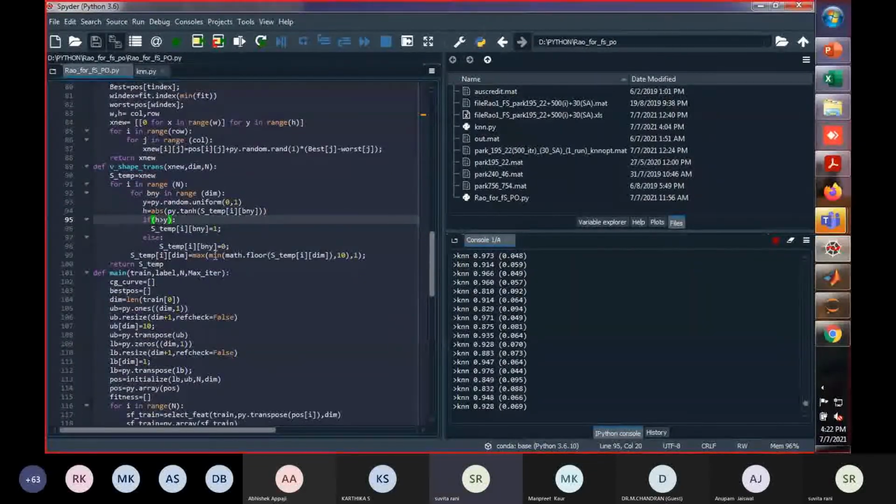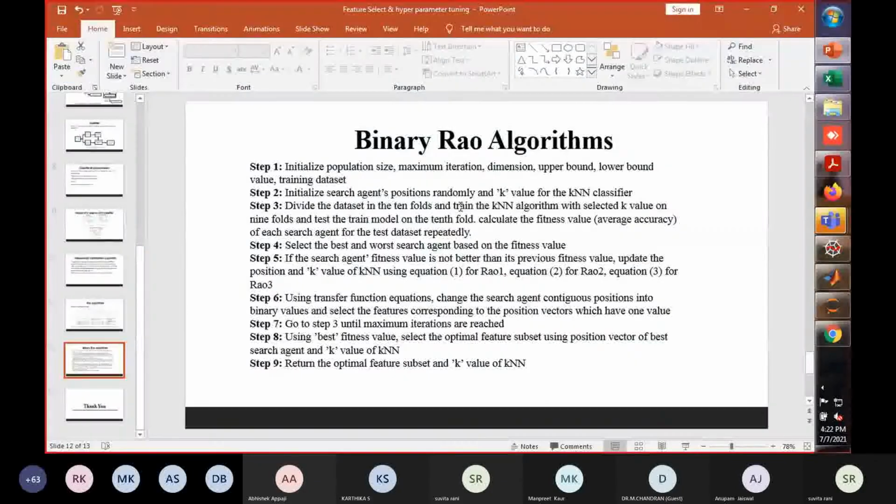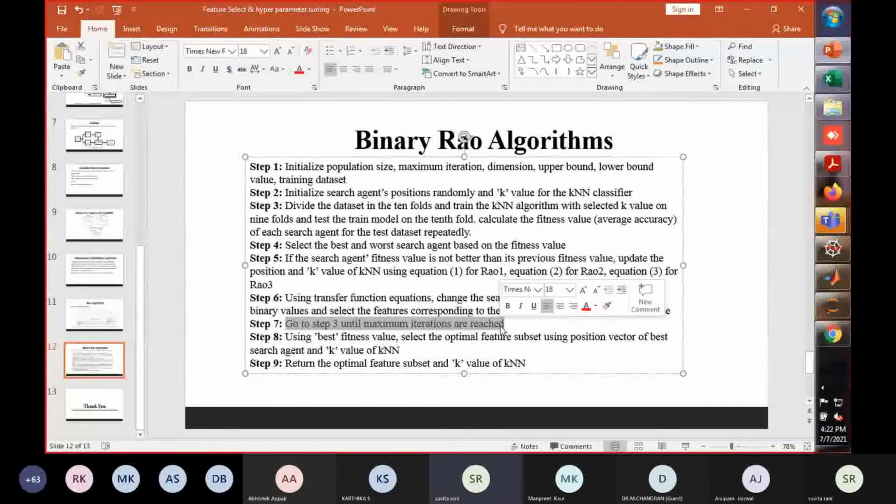And for the k value, we use the maximum and minimum functions, which are already present in Python. And go to step 3 until the maximum iteration is reached. So we repeat steps 3 to 6 until we reach the maximum iteration.